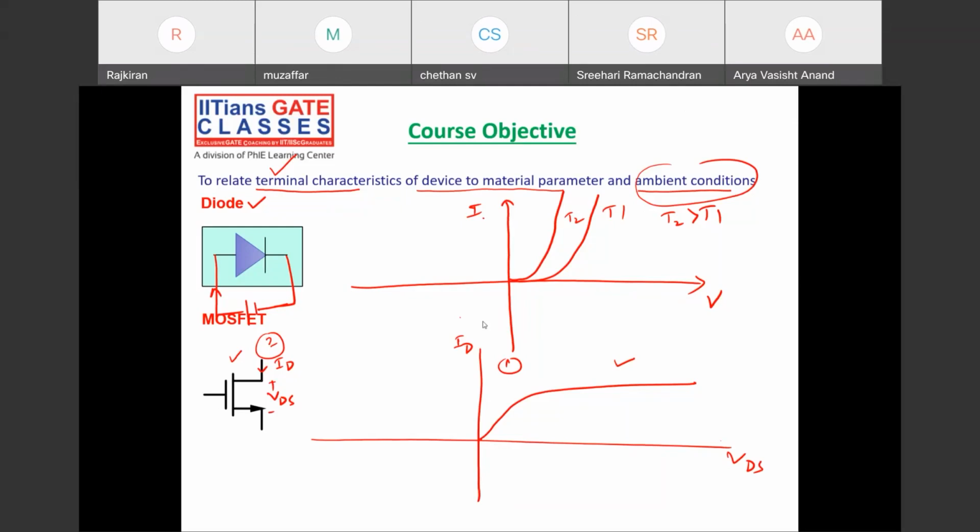So my question is, did the IV characteristic come first and then the MOSFET, or did the MOSFET come first and then we derived the IV characteristic? Which one are you thinking? I think the characteristics come first, and after that we fabricate the device.